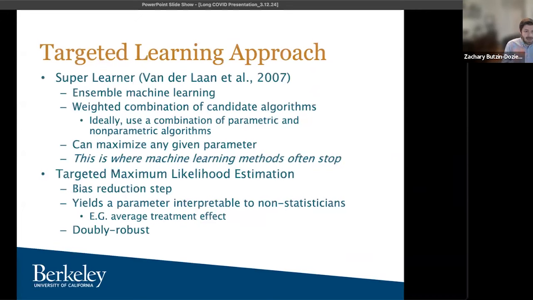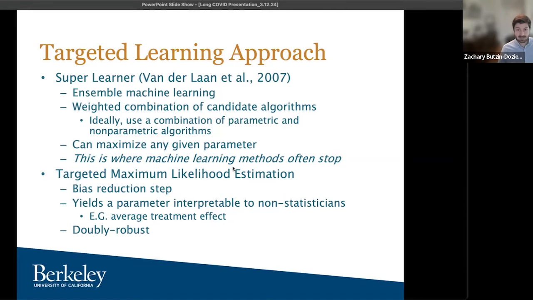Two of really the main components of a targeted machine learning framework, and the two components that I'll use here, are superlearner and targeted maximum likelihood estimation. Superlearner is an ensemble machine learning algorithm, which means that you can introduce a library of candidate algorithms, or a list of algorithms that you think might work for the data. And then superlearner will determine the optimal weighted combination of those candidate algorithms.